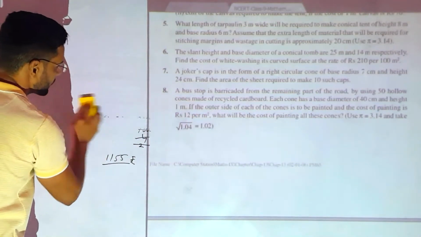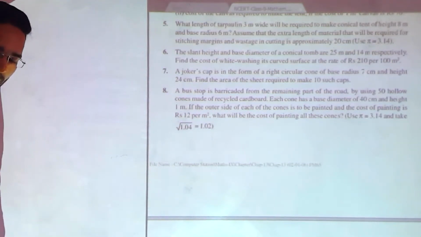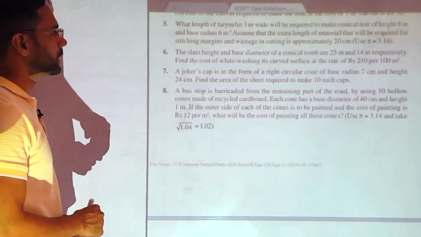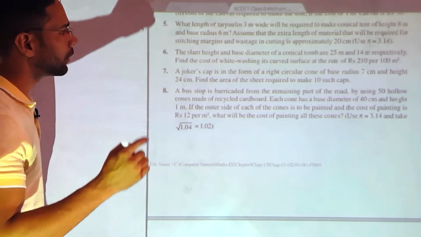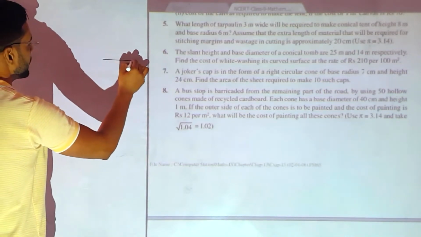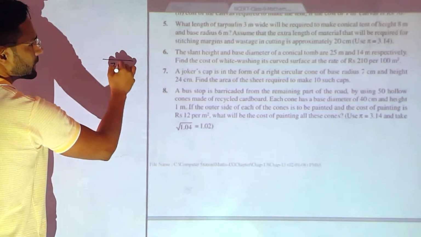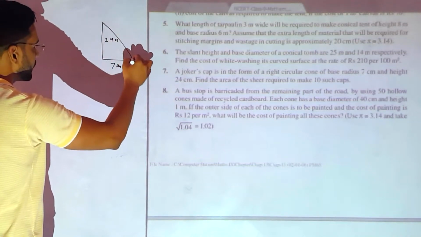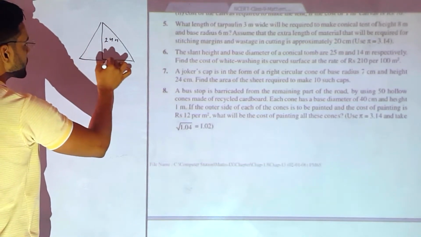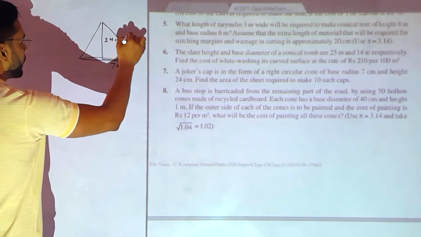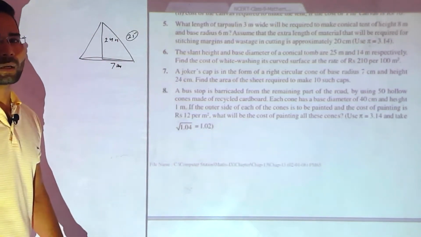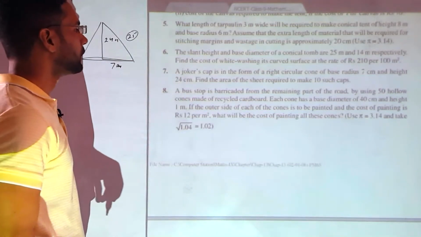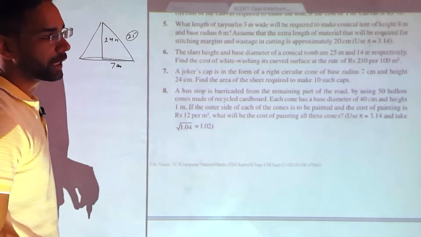This is the second last question of this exercise for today. The Joker's cap is in the form of a right circular cone with base radius 7 centimeter and height 24 centimeter. This is the cap. The slant height will be 25 centimeter according to the Pythagoras theorem. Find out the area of the sheet required to make 10 such caps.